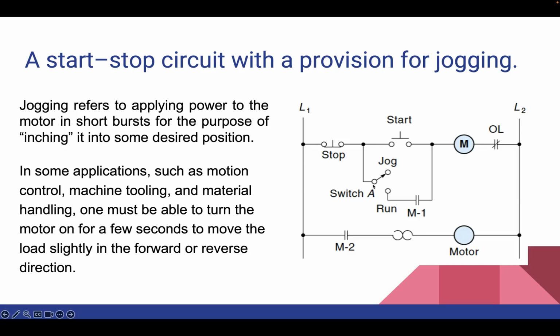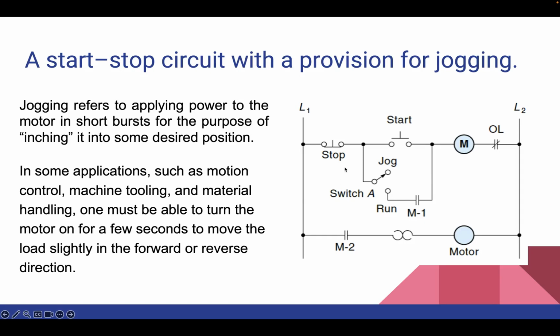So for instance, commercial mixers might need to be jogged to facilitate the blade replacement. For example, in your home appliances, the mixer or the blender that you use may have a jog to facilitate the blade replacement. The lathe shafts might require jogging to align the keyways with mating parts.